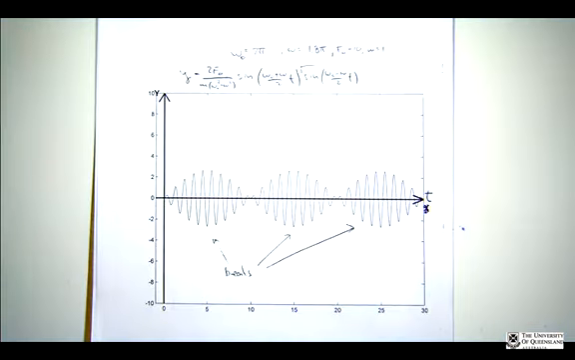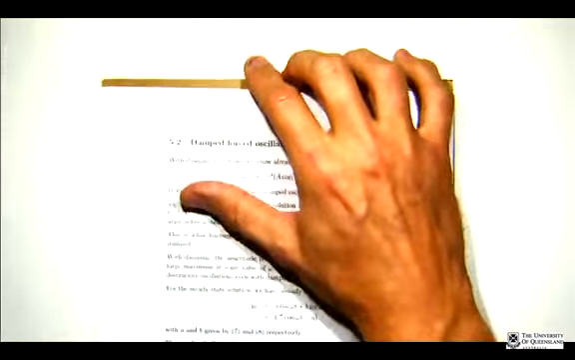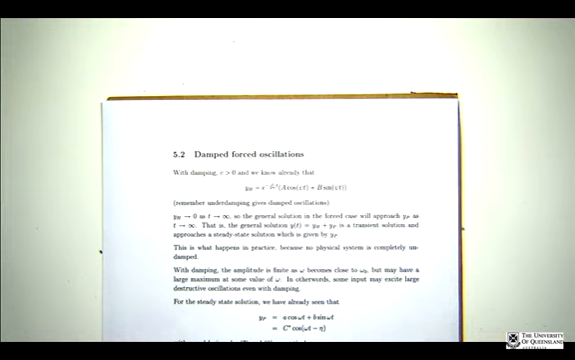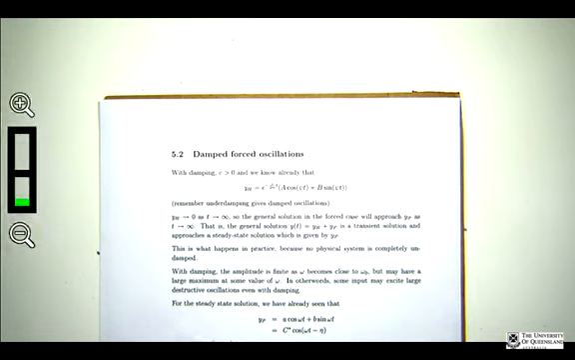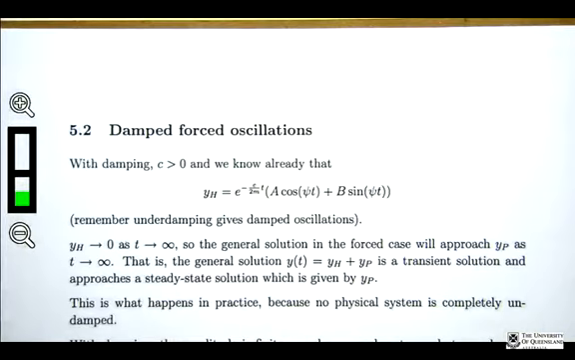Okay, so just back to the workbook now. I guess we can ask the question, well, what about in the case of damping? So that was all for the undamped case, right? I guess a slightly unrealistic model where there's no damping involved.